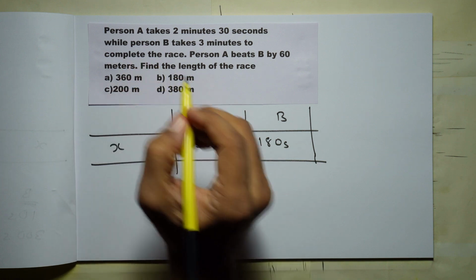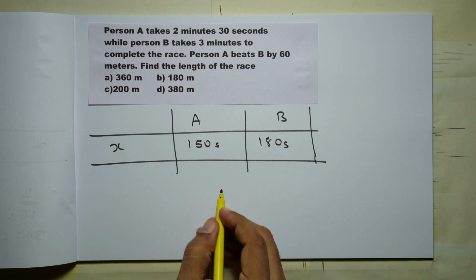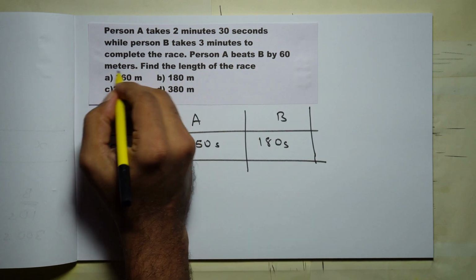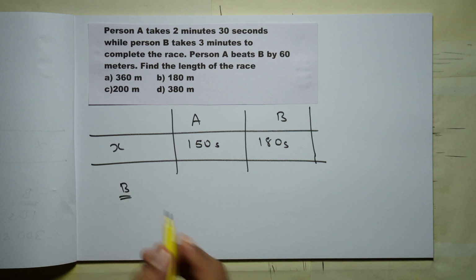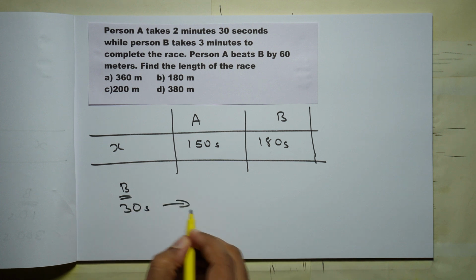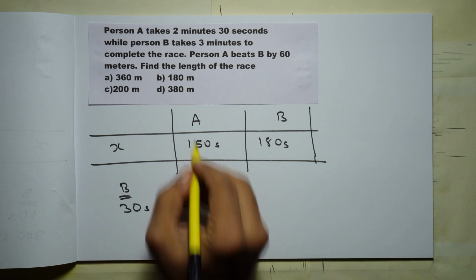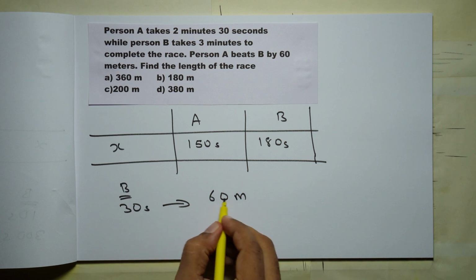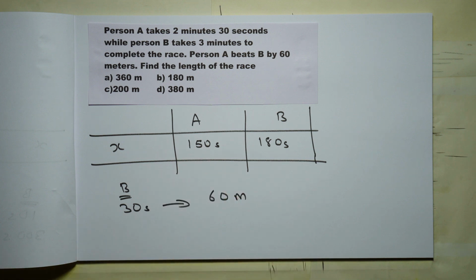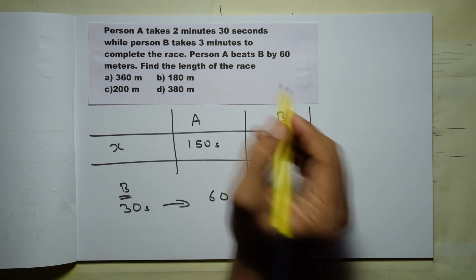And like this they complete the race. Person A beats B by 60 meters. So when A completes the race, B will be 60 meters behind. That is why we say A beats B by 60 meters. So we'll just calculate for B. After A has completed the race, B requires another 30 more seconds. Now in these 30 seconds, B will do 60 meters, because when A completes the race, B will be 60 meters behind. And to do these 60 meters, B requires 30 seconds more than the time required by A. So if you look at B, in 30 seconds, B will do 60 meters. Now find the length of the race.